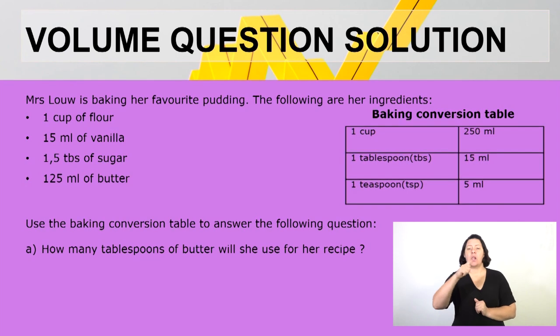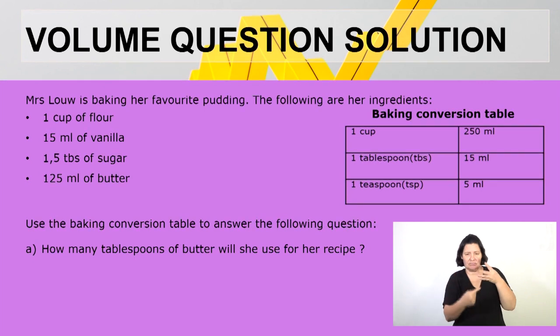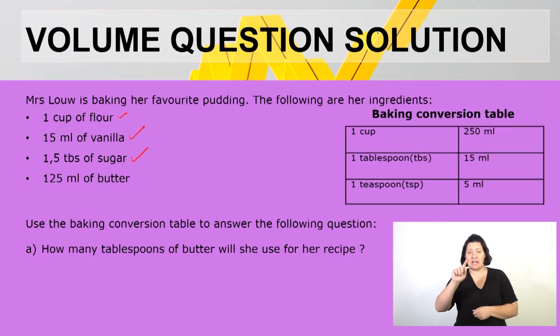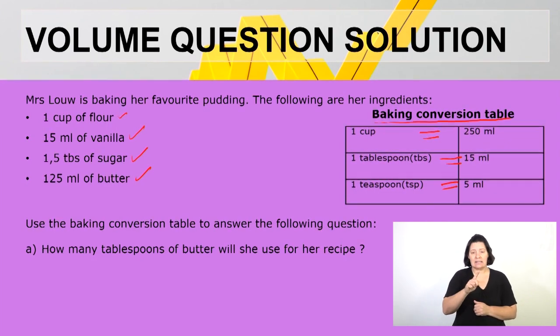Mrs. Lowe is baking her favorite pudding. The following are her ingredients: 1 cup of flour, 15 milliliter of vanilla, 1.5 tablespoons of sugar, and 125 milliliter of butter. Here is a baking conversion table. 1 cup is equivalent to 250 milliliter. 1 tablespoon is equivalent to 15 milliliter, and 1 teaspoon is equivalent to 5 milliliter.